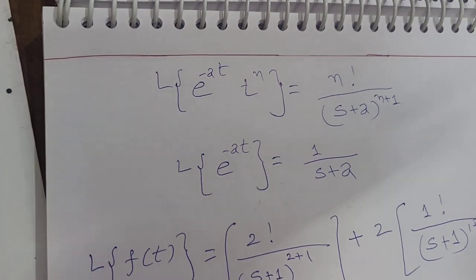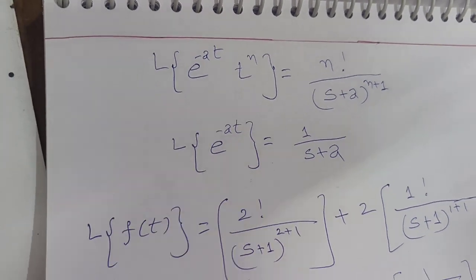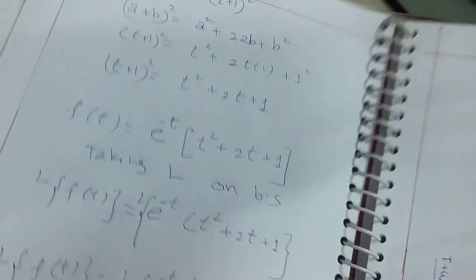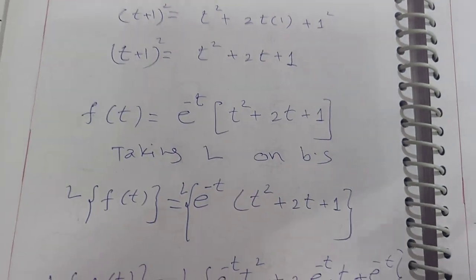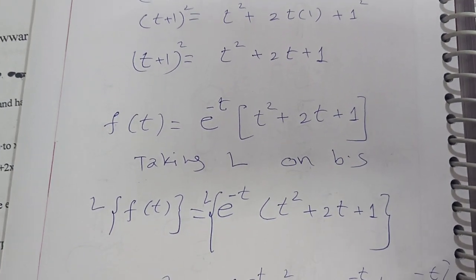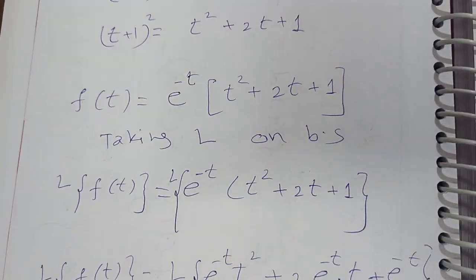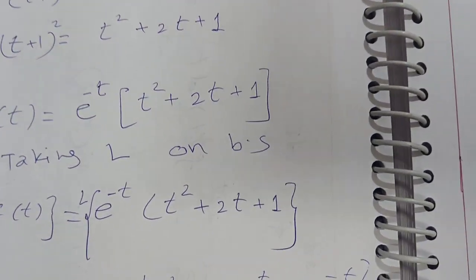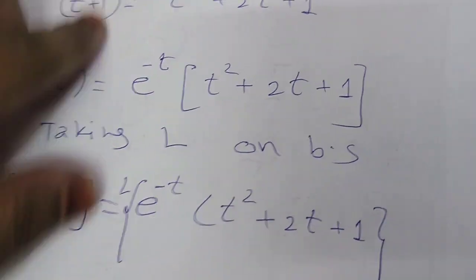In this problem we have 3 bits. In the first bit we had to prove the linearity property. In the second bit we have proved the first shifting theorem. In the third bit we have solved this problem.